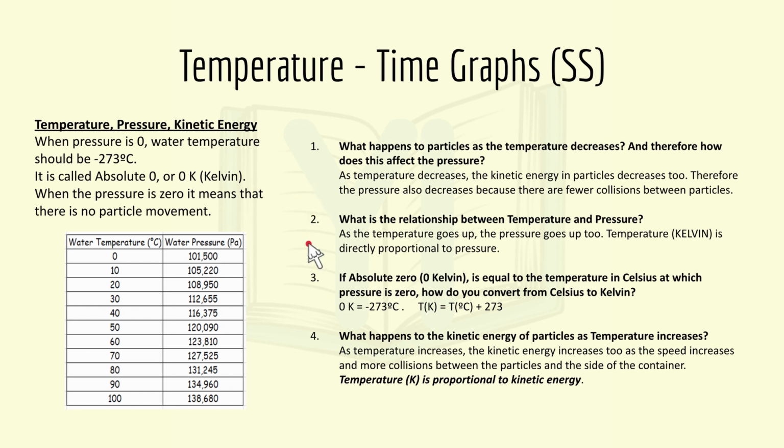And here's what is the relationship between temperature and pressure. As the temperature goes up, the pressure goes up too. And temperature, which is in Kelvin, is directly proportional to pressure. And if absolute 0 or 0 Kelvin is equal to the temperature in Celsius at which pressure is 0, how do you convert from Celsius to Kelvin? So here's an equation. From 0 K, you know that it's equal to minus 273 degrees Celsius. So the temperature in Kelvin equals temperature in Celsius plus 273.